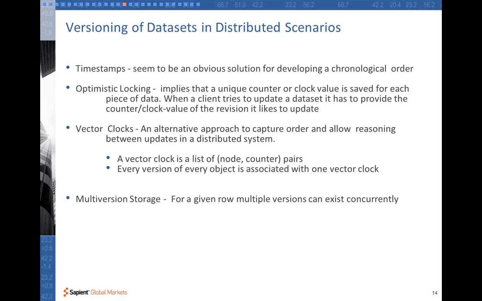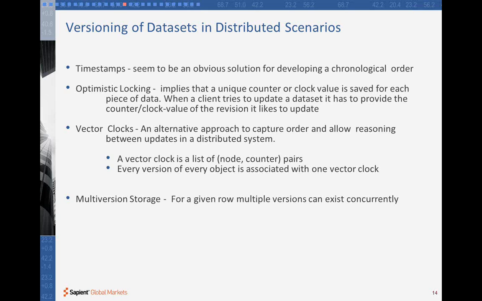Third is multi-version storage, which means storing a timestamp for each table cell. These timestamps do not necessarily need to correspond to real time, but can also be some artificial value that can be brought into a definite order. For a given row, multiple versions can exist concurrently. Examples of multi-version storage are Apache HBase and CouchDB from the NoSQL world. Even MySQL when used with InnoDB, and Sybase and Oracle, provide multi-version storage.